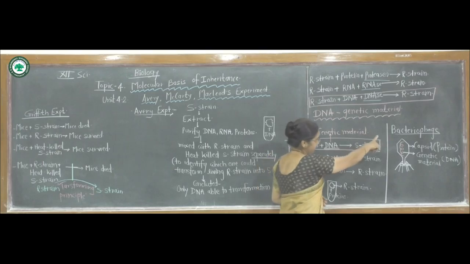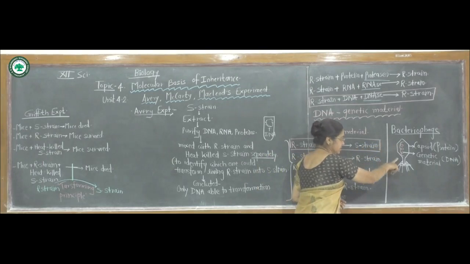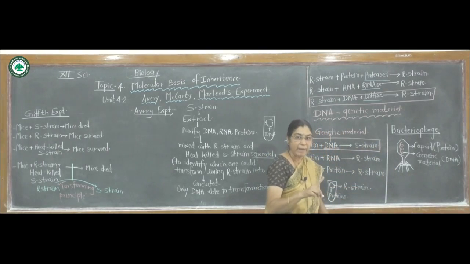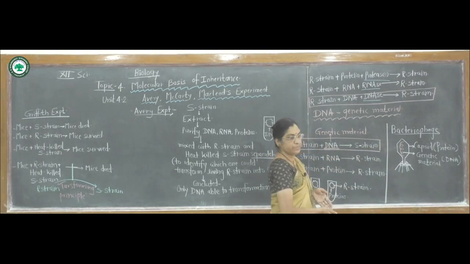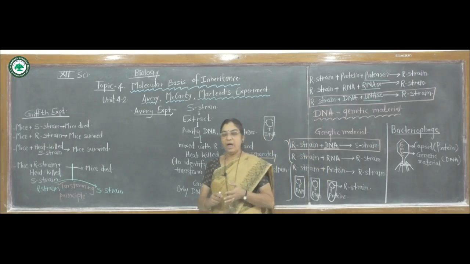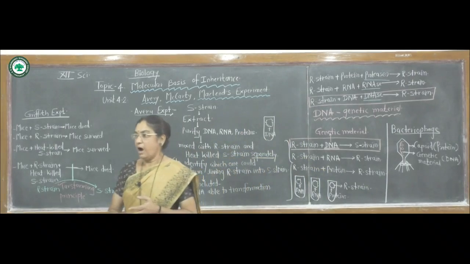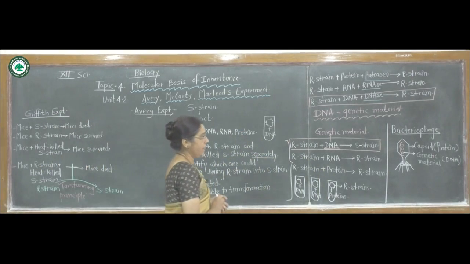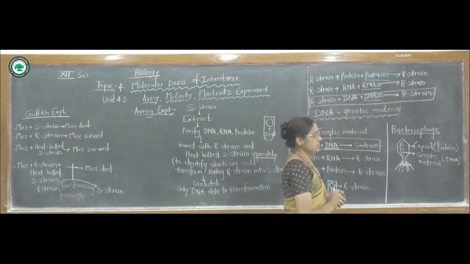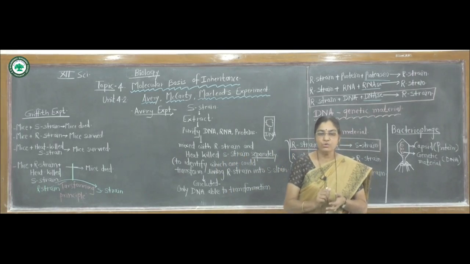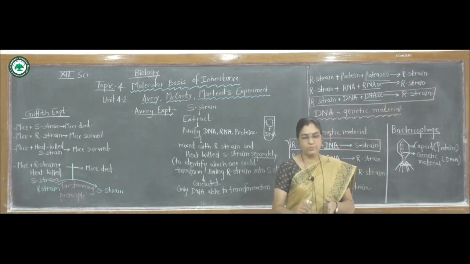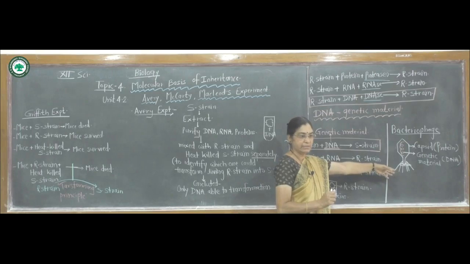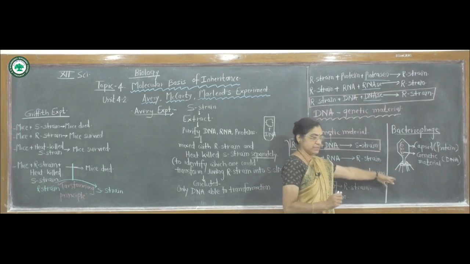Hershey and Chase used the bacteriophage virus, and in the bacteriophage virus Hershey and Chase added, by using isotopes, the isotope of sulfur and the isotope of phosphorus. So I will continue in the further lecture with details about this experiment, the Hershey and Chase experiment.